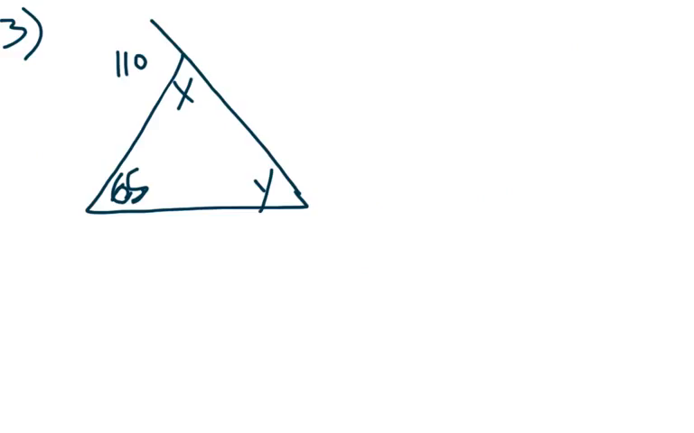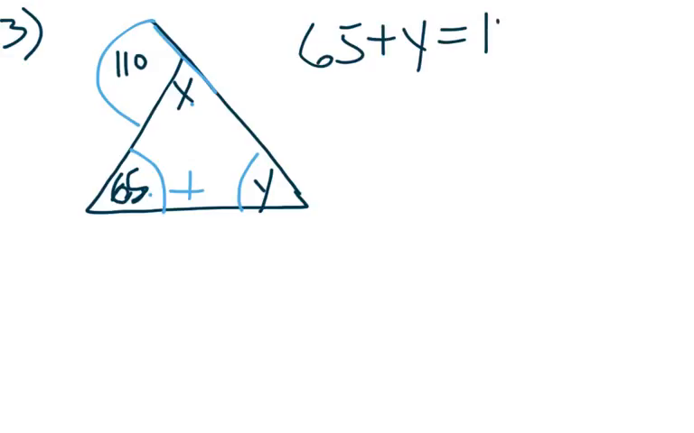Number 3, we are going to use the external angle theorem to solve for x and y. So remember, if we have an external angle, it equals the sum of the two angles inside the triangle that it is not touching. So it's on the same line as this x, so we are going to ignore this x. We are going to do 65 plus y equals 110. So let's set that up. And in order to solve for y, we are going to subtract 65 from both sides.